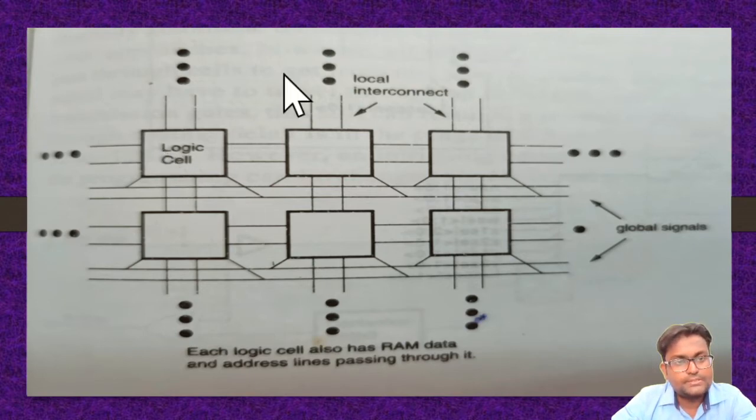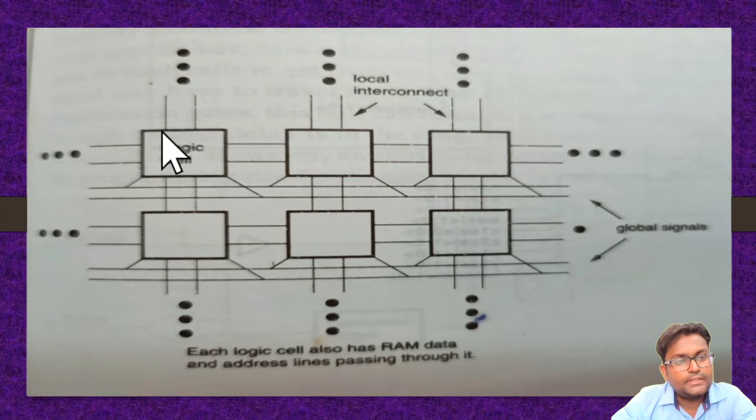Suppose here we can see there are two rows and three columns, so we can say this one is an example of a two cross three matrix. But in the CAL1024 FPGA, 32 rows are there as well as 32 columns are there, and at each intersection of rows and columns, one logic cell is present. This logic cell is nothing but a memory element.